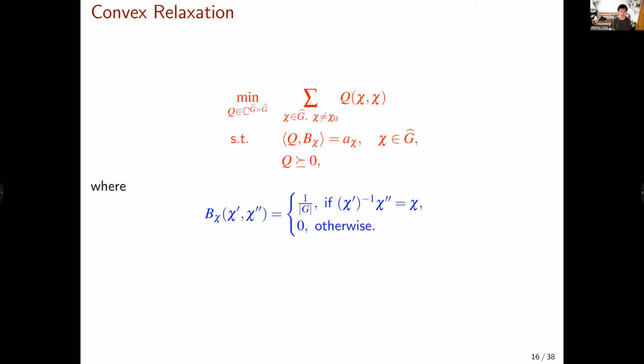So we can consider its convex relaxation problem. We can see it's an SDP problem, so we may use an SDP solver to solve it. However, the time complexity of the SDP solver is at least the cardinality of group G to the power of 4, which is not a quasi-linear algorithm. So we wonder if there exists a fast method.